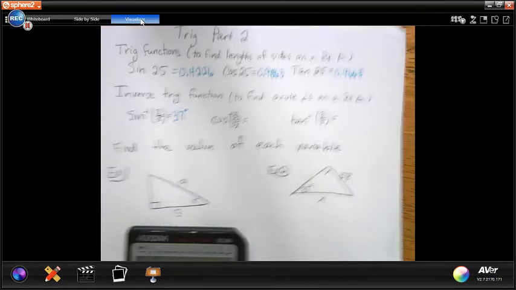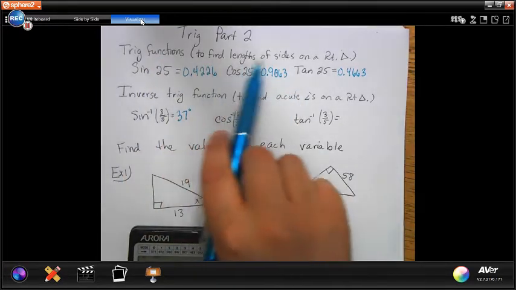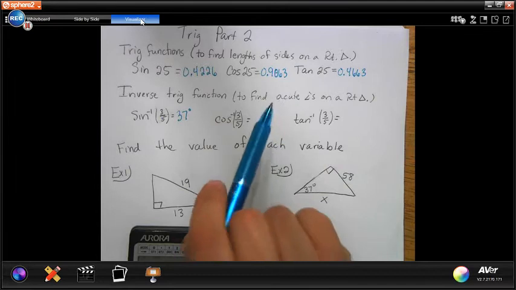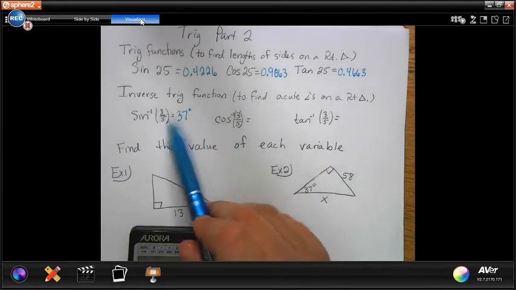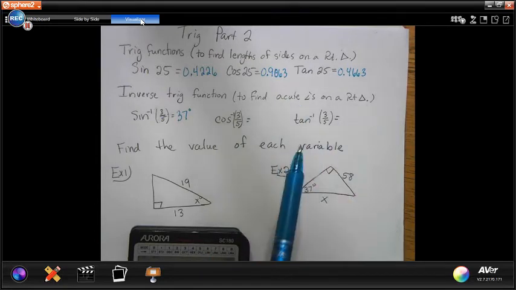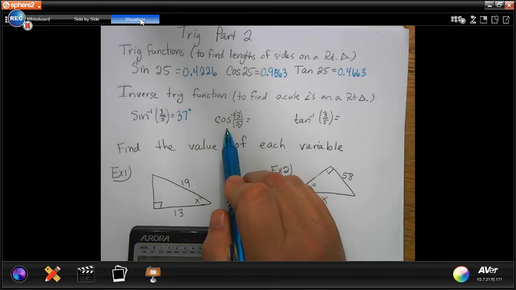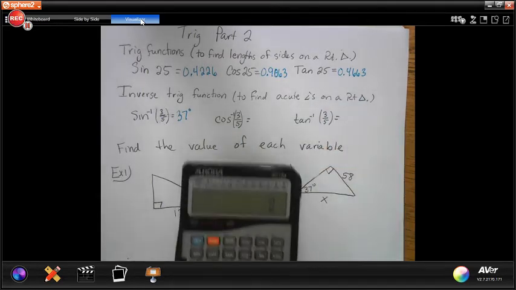A little bit more. There we go. Okay, so the regular functions are to find lengths of sides on a right triangle. The inverse trig function doing this is to find the acute angle on a right triangle. Okay, so cosine, inverse cosine, doing the same thing.